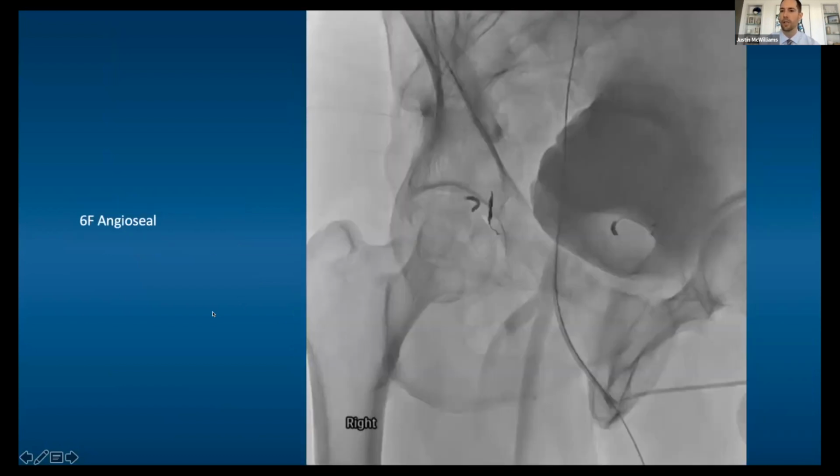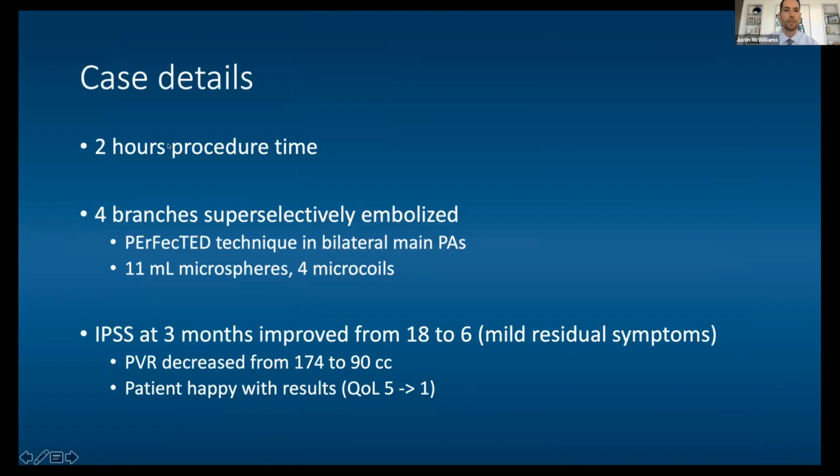Do an Angio-Seal, which is a plug-based closure device on the way out. He goes home 2 to 3 hours later. Procedure takes a couple hours. It does take a little time since you have to super select a lot. We embolize 4 branches in that procedure, but the guy comes back super happy.